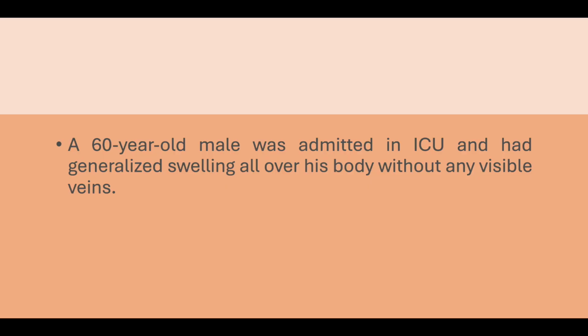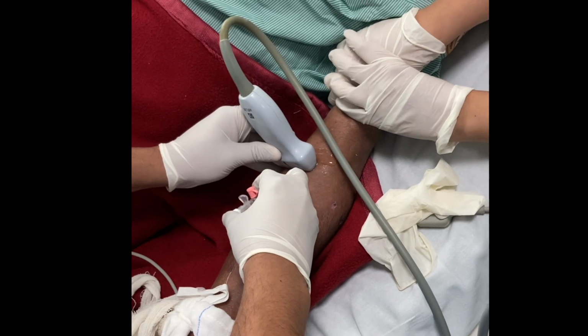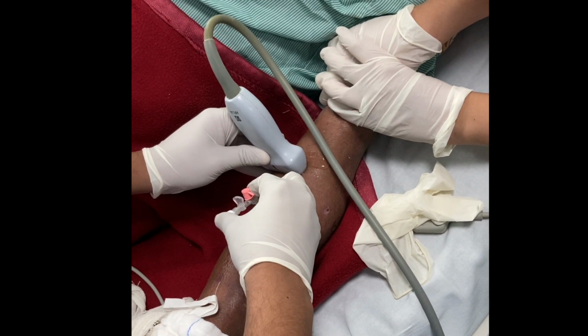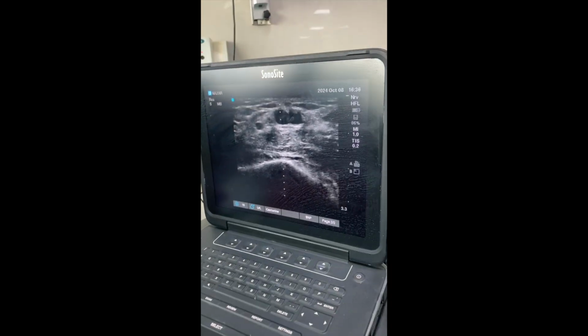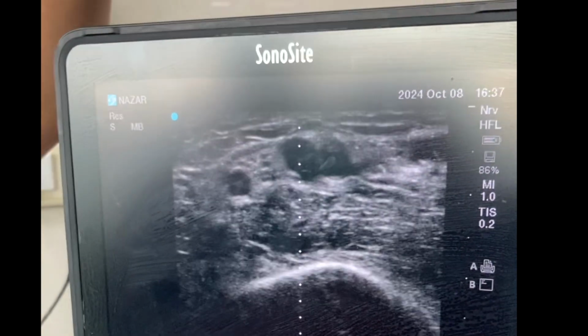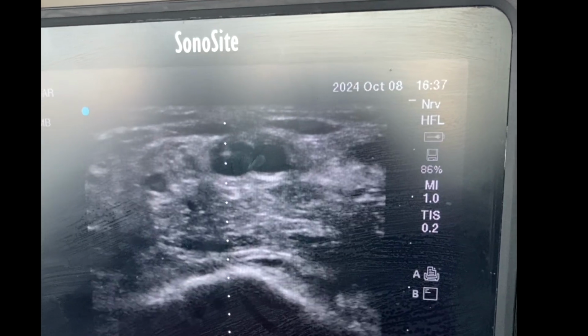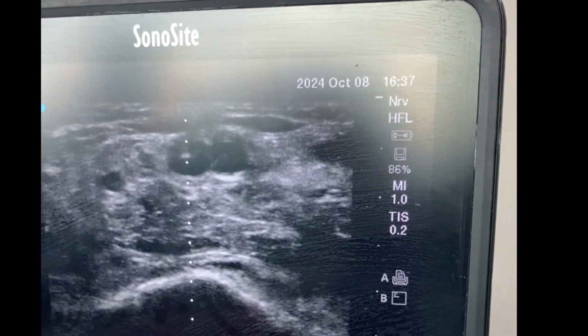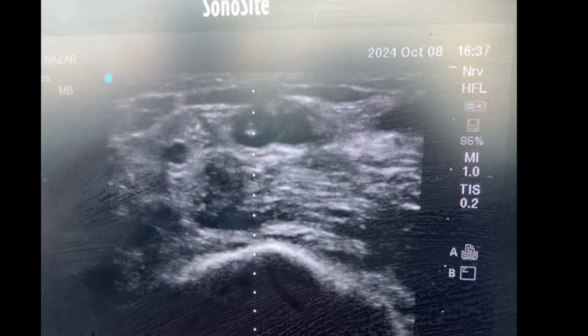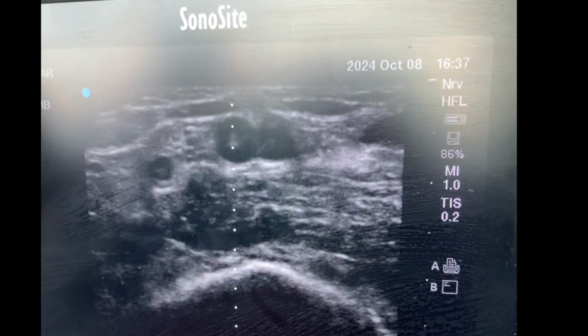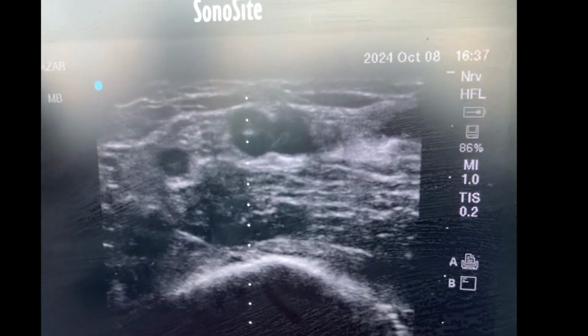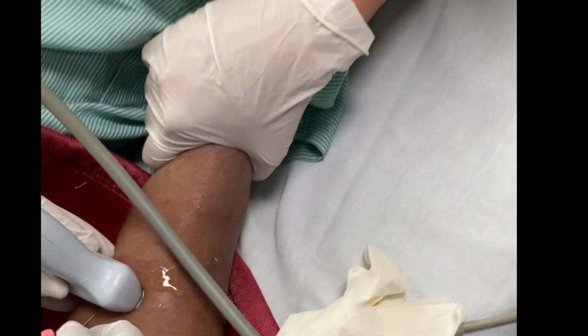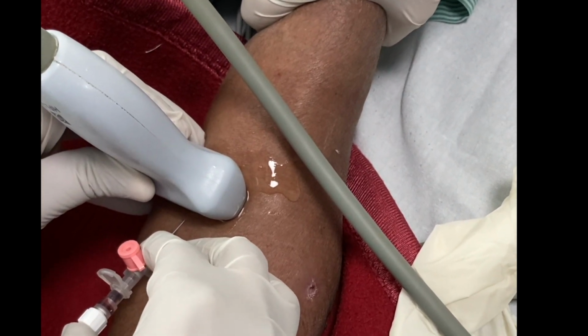Here is another case. 60-year-old male was admitted in ICU and had generalized swelling all over his body without any visible veins. So here we are going to insert the 20 gauge IV cannula, and you can see the needle tip inside the lumen of the vein, and another structure, pulsatile structure, brachial artery, can be visualized. And here you can see the blood inside the cannula.